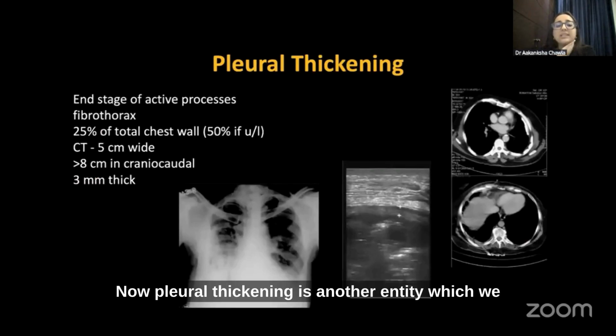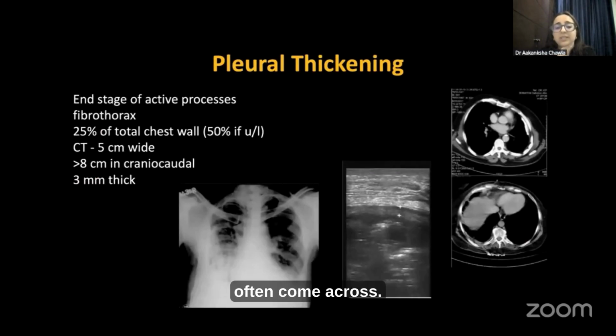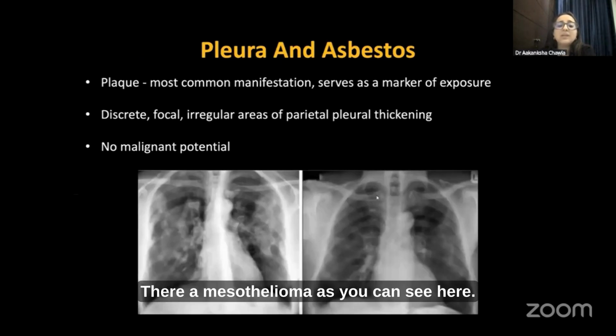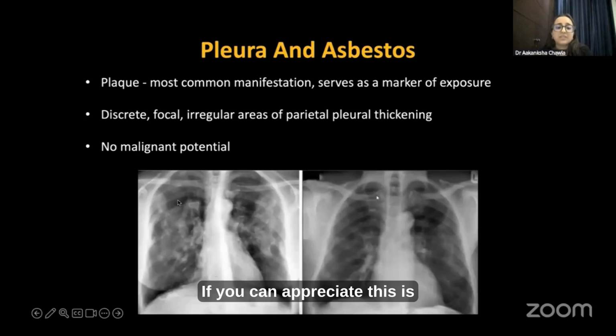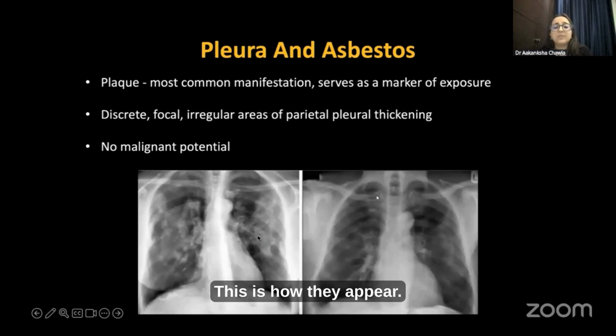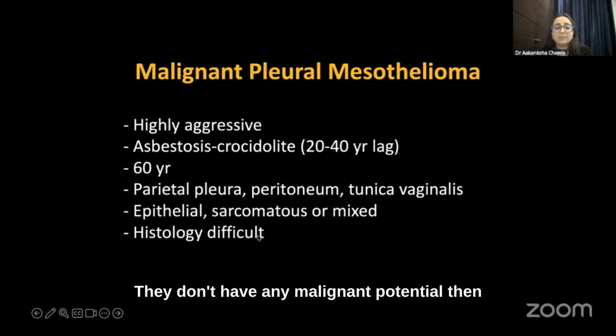Now, pleural thickening is another entity which we often come across. There are asbestos-related pleural diseases. So there are pleural plaques, round atelectasis, malignant mesothelioma. As you can see here, these are discrete, focal, irregular areas of parietal pleural thickening. These are your pleural plaques. This is how they appear. They don't have any malignant potential.